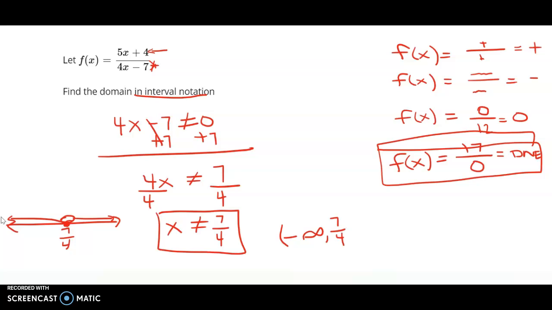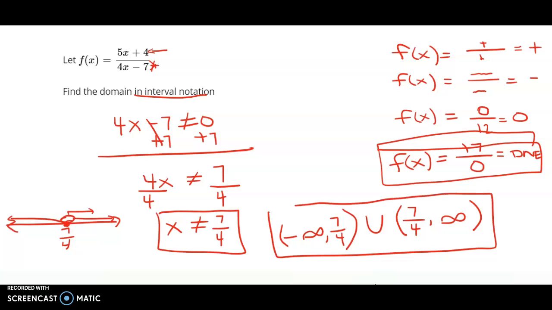Now, do we want a parenthesis here or a bracket? Well, let's think about it. We definitely don't want it to equal 7/4, so it's going to have to be a parenthesis, because that shows it goes right up to 7/4, but it won't equal 7/4. So it can be that, or, so we want to do our little or symbol, then from 7/4 up to positive infinity. Again, we want a parenthesis there. It cannot equal 7/4, and then it'll go up to infinity. Again, a parenthesis around infinity, and that is the interval notation.